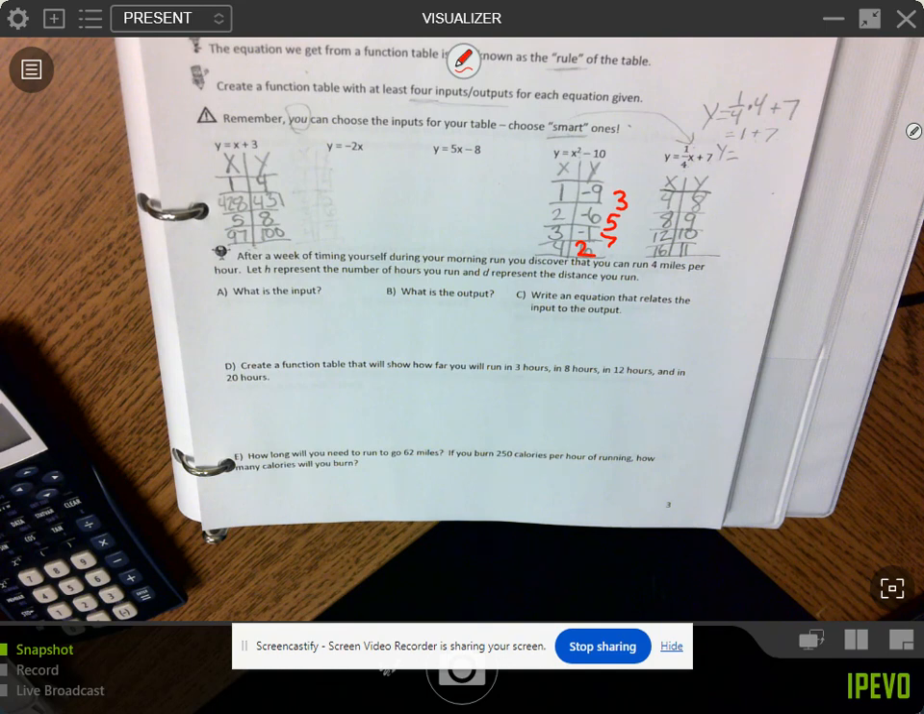It's too close to that negative 1. You have to look at it logically. Does it make sense? You're going to create your own 2 function tables for those 2 middle ones.